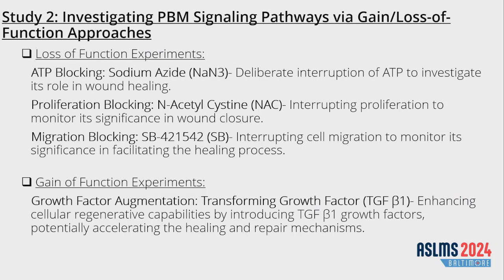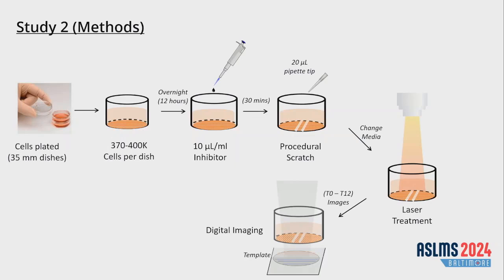Now the second study is to again validate the previous results and to investigate the PBM signaling pathway via loss of function and gain of function studies. So we try and block the ATP to see if there is any role of that ATP in the whole dynamics. Secondly, we compare between proliferation and migration, because one might question, why are the cells closing? Is it proliferation or is it solely migration? Further, we also augment TGF-beta to see if TGF-beta is even further important in the whole procedure.